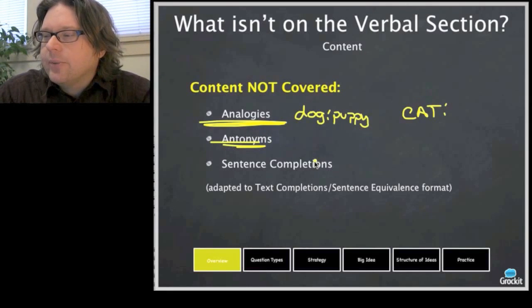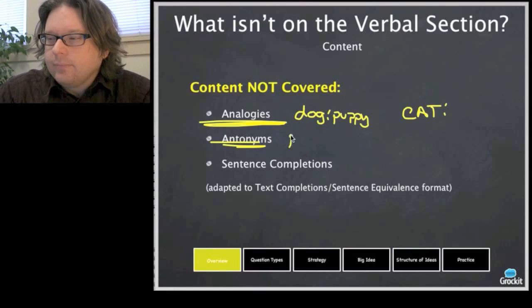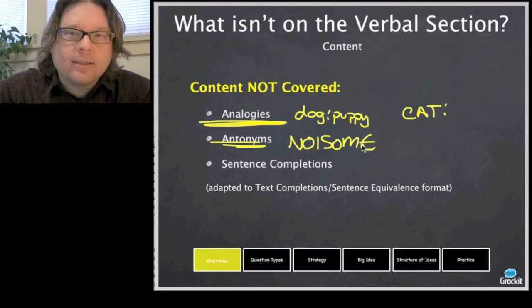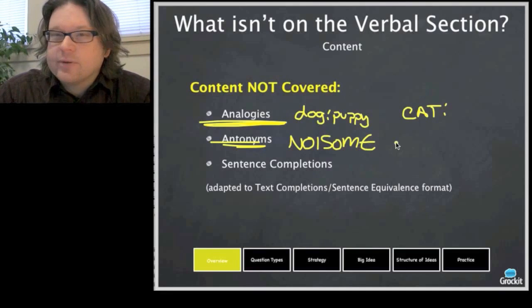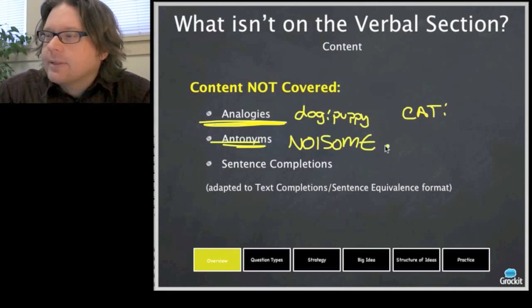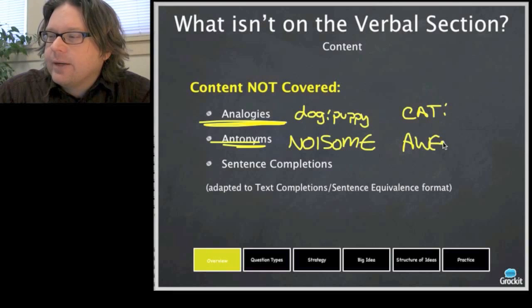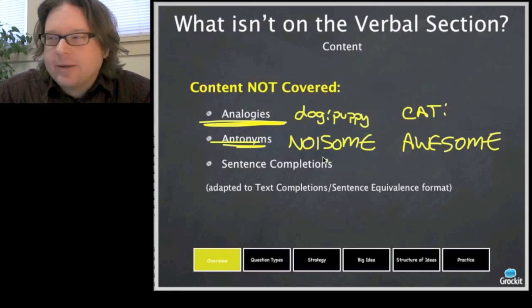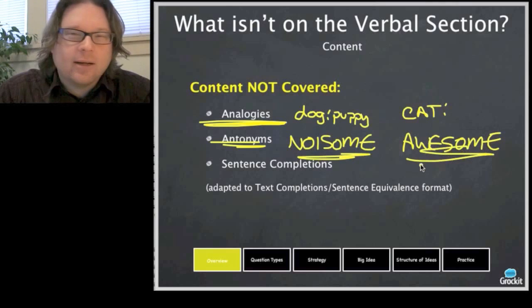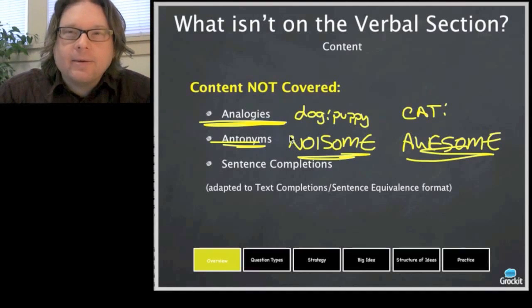Antonyms, likewise. You get a single word as your question type, like a word like noisome, and then you would have to choose the opposite. Which word means the opposite? And so one of the choices might be awesome. I guess, well, I don't know, I'm stretching it a little bit. Noisome means annoying, awesome means awesome, so awesome is sort of the opposite of noisome. I made this up. This isn't really an old GRE question, but you get the idea.